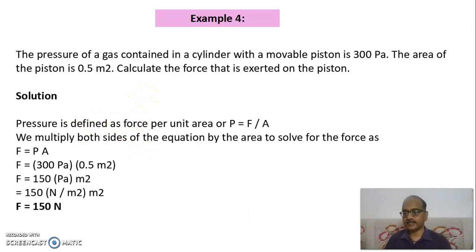Now pressure is given as 300 pascals, and that has to be multiplied by 0.5 meter square. 300 multiplied by 0.5 is 150 pascals. 150 pascal is nothing but Newton per meter square, and another meter square, meter square cancel. So you see force is equal to 150 Newton.